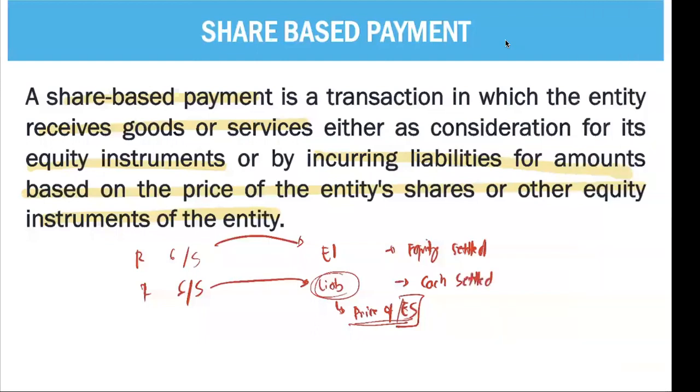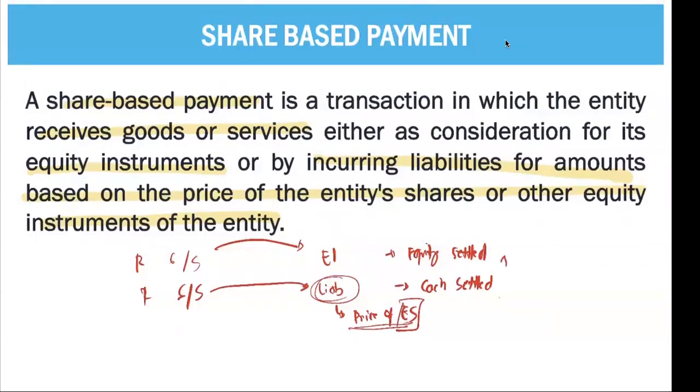So in this particular topic, what we need to learn is how we account for an equity settled or a cash settled share-based payment. Again, in a share-based payment, you receive goods or services and you exchange your equity instrument, or you incur a liability that is based on the price of your entity shares. So we have two share-based payments based on the definition under PFRS 2.